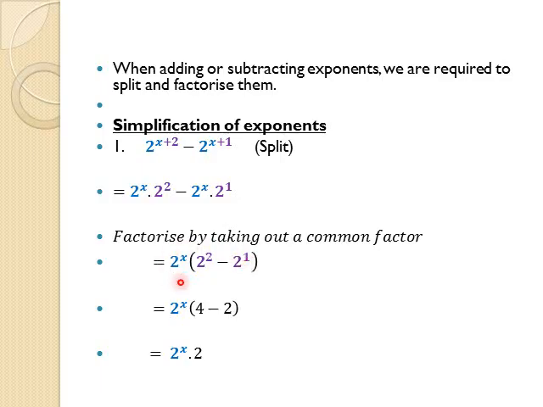So I hope you take note of that step, because I'm tired of marking where learners write 2 minus 1 instead of 2 to the power 2 minus 2 to the power 1. So 2 squared gives me 4, 2 to the power 1, 2. So 4 minus 2 gives me 2, and my final answer simply 2 to the power x times 2 to the power 2. So there I've simplified it as far as I can. Right, now let's look at a more complex problem, number 2.